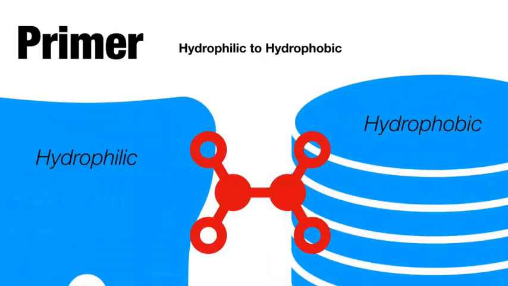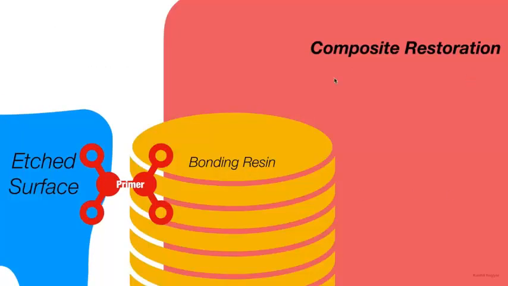Giving you the analogy here, we have the tooth structure, which is hydrophilic. This primer has the ability to penetrate inside these tubules because it has some hydrophilic ends, and the hydrophobic ends are being pulled together by means of the primer. So you can apply the bonding resin, which penetrates inside the primer and bonds with the primer, and the composite restoration can then be bonded on the treated surface.